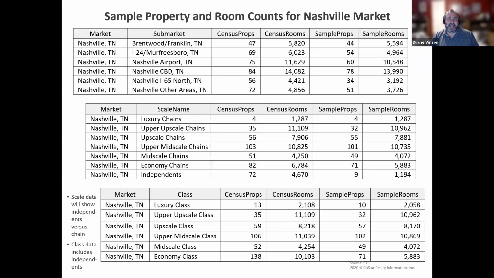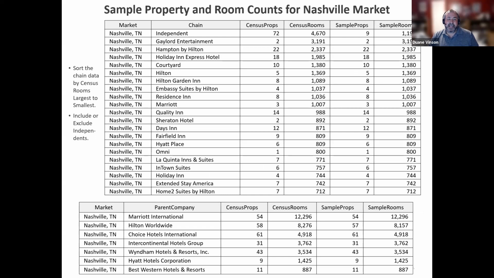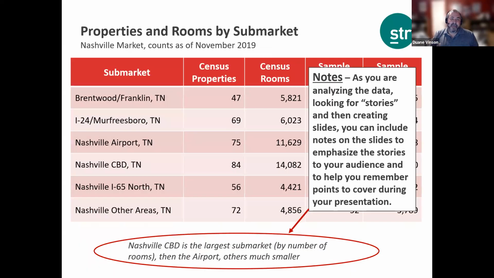Here are some examples looking at the Nashville market, and that's what we're going to use as an example in this training today. Here's Nashville market by submarket. Here's Nashville market by scale, and then the Nashville market by class of hotels. You can also see here Nashville by chains that are represented in the market, as well as parent companies listed. And from that information, you can put some graphs together, some slides together to provide sort of an opening overview of the market. This is an introduction to the market, okay?